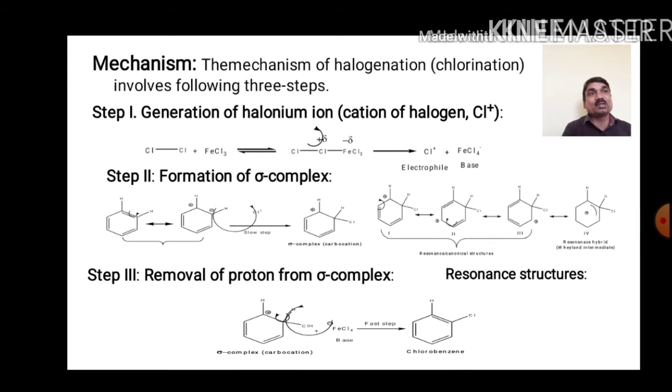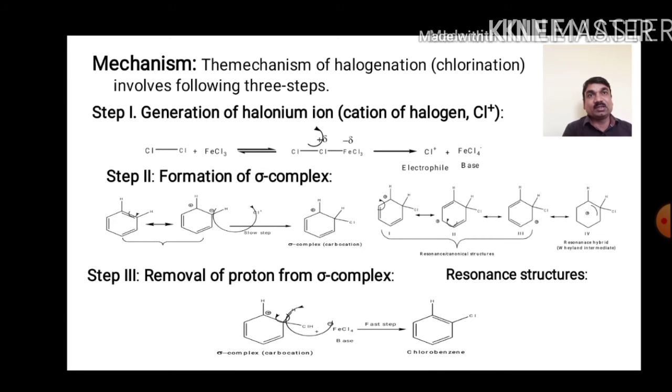That sigma complex gets resonance hybridized. So this is the resonance structure of the chlorination reaction. The sigma complex is stabilized by resonance and the resonance hybrid of the sigma complex is called the Wheland intermediate. Thus the carbocation exists in the following resonating forms: the first structure, second structure, third structure, the resonance or canonical structures. Similarly, the resonance hybrid or Wheland intermediate is generated.